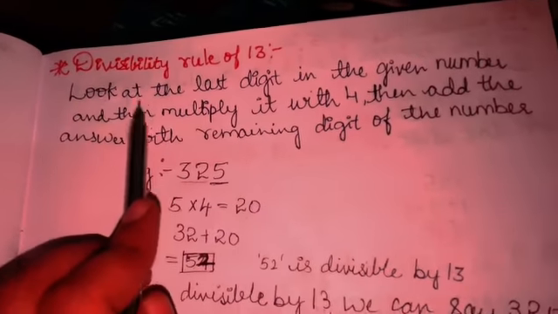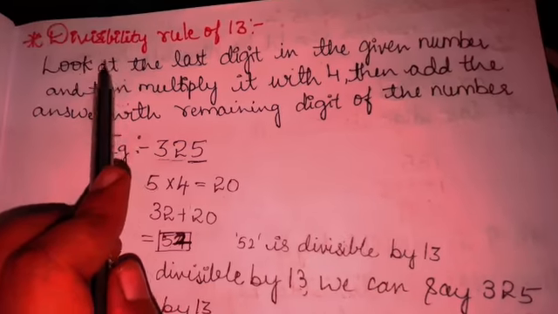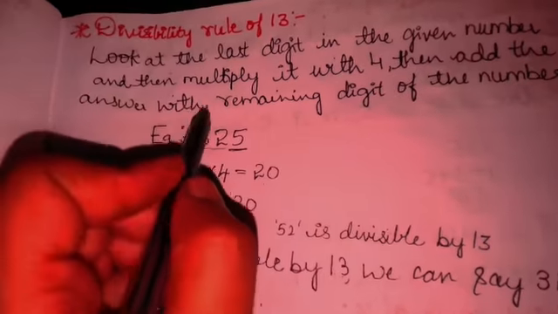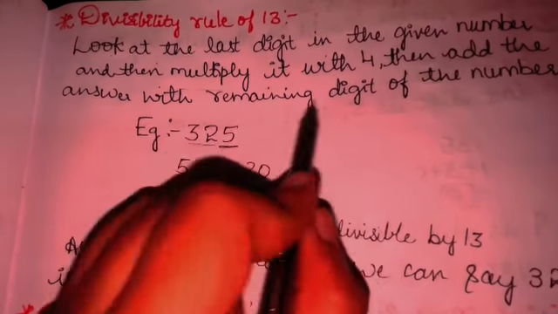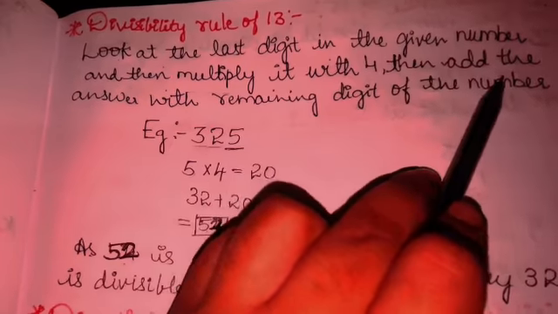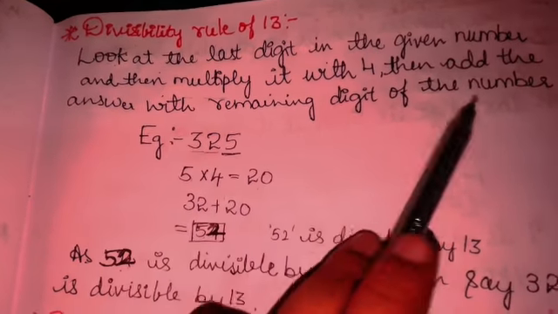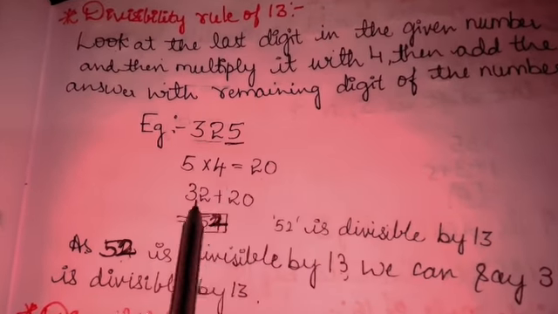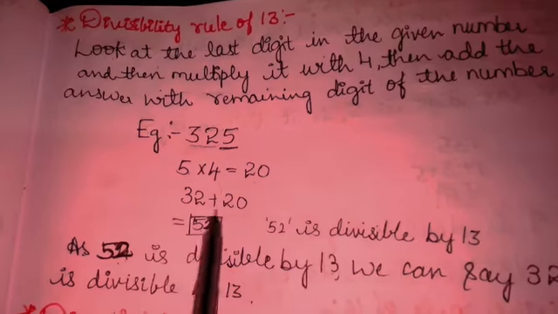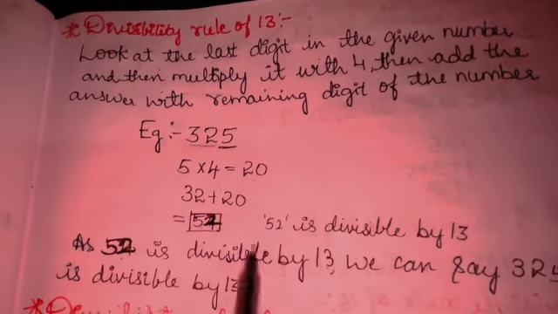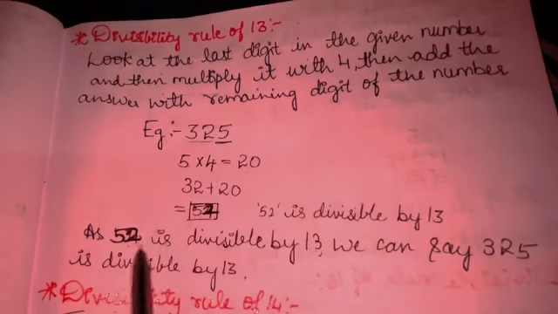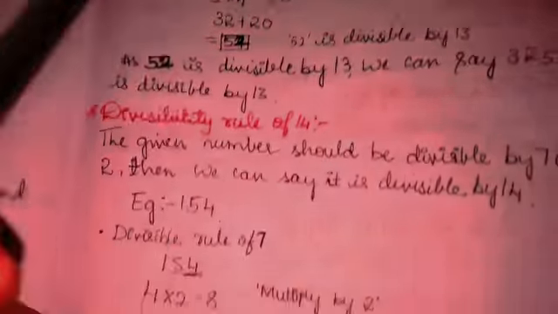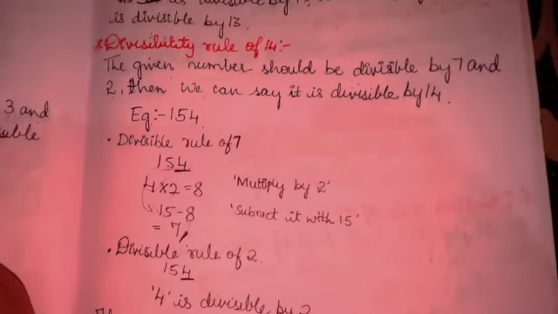The next one is the divisibility rule of 13. Look at the last digit in the given number. Then multiply the last digit by 4. Then add that to the remaining digits of the number. Here 325, 5 into 4 is 20. You add it to the remaining digits, that is 32 plus 20 is equal to 52. As we know that 52 is divisible by 13, we can say that the given number is divisible by 13.